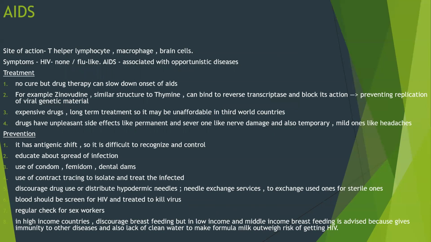So we know that there's no treatment for AIDS, but there's a drug therapy which can slow the onset of AIDS. There's a specific drug which is known as xenobutine, which has a similar structure to the nucleotide thymine. So what happens is that they can bind to this enzyme known as reverse transcriptase. We were talking about it, and blocks its action. So it prevents replication of the genetic material from taking place. So obviously slowing down the onset of AIDS.